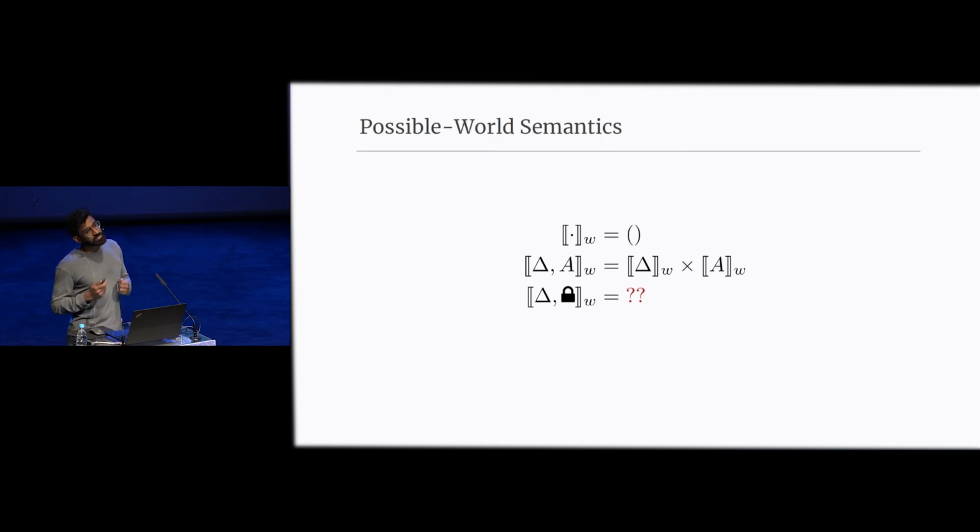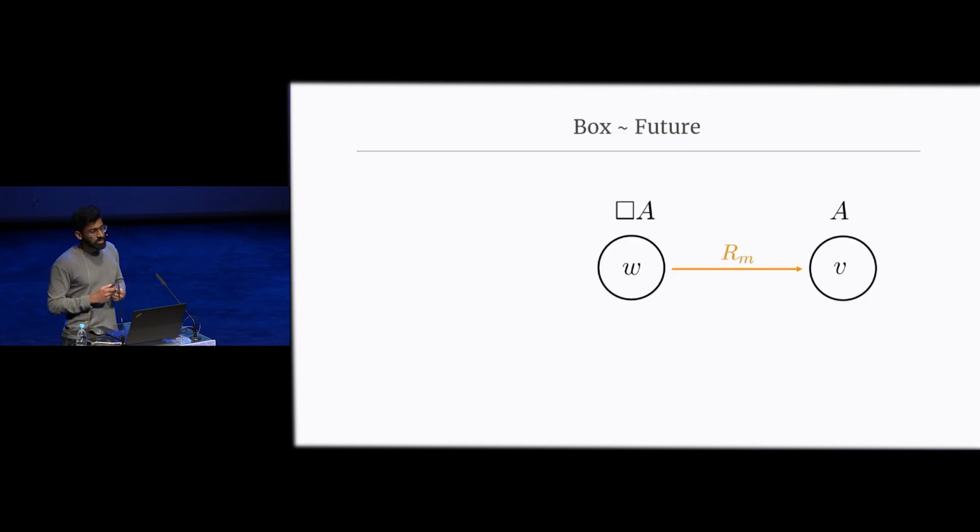For this, we need to revisit the intuition of the box. If you think about box as a statement about the future, I've ignored this intuitionistic blue relation here because it is a reflexive relation, so for the time being we can ignore that. So you can think of box as a statement of the future, where you say if box A holds at a world W, then A holds at a future V.